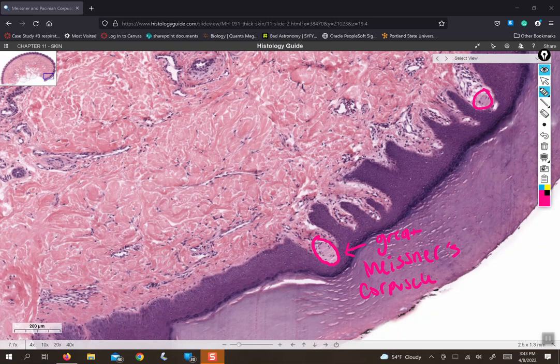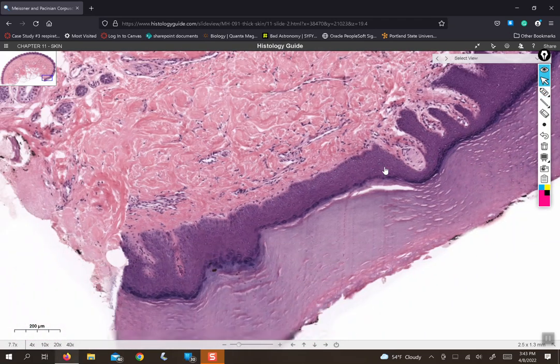And that's the end of this slide. Okay, so I have one more thing I want to show you before I conclude this video, and that is pigmented skin.